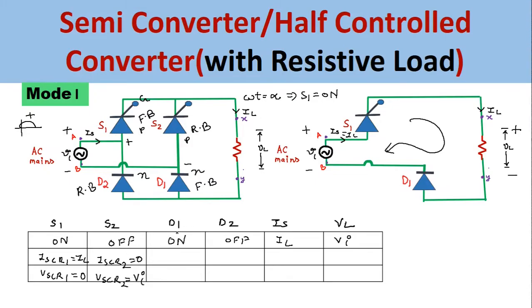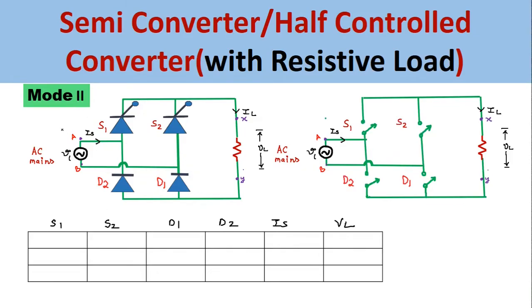Now we will take D1 diode. D1 diode is on, therefore voltage across this diode VD1 will be equal to 0, but the current through this diode will be equal to load current IL. Now we will take D2 diode. D2 diode is off, therefore the current through this diode ID2 will be equal to 0 and the voltage across this diode will be equal to input voltage Vi because it will act as open circuit. So these are the condition of voltage and current for this mode number 1.